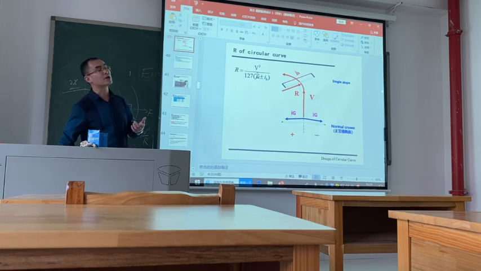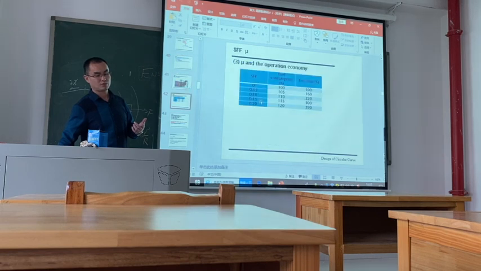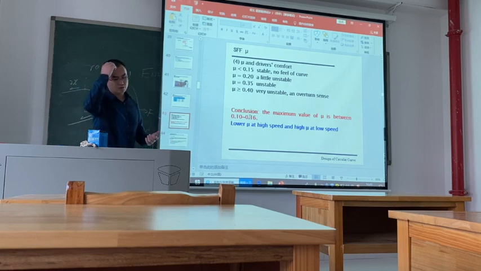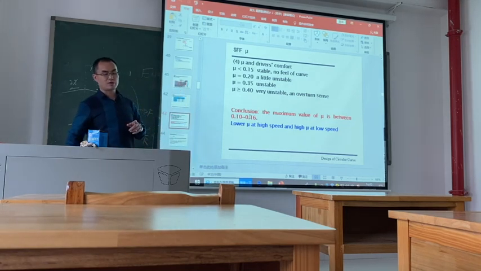IH is superelevation. Mu is between 0.1 and 0.16. When the design speed is very high, we can use 0.1. When the design speed is low, we can use 0.16.